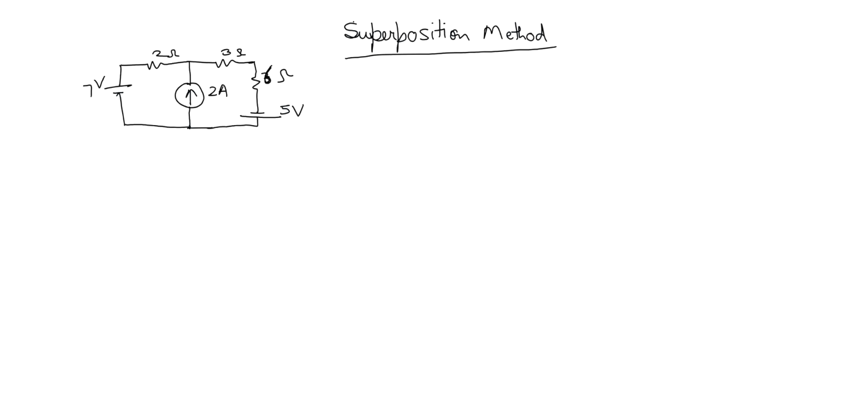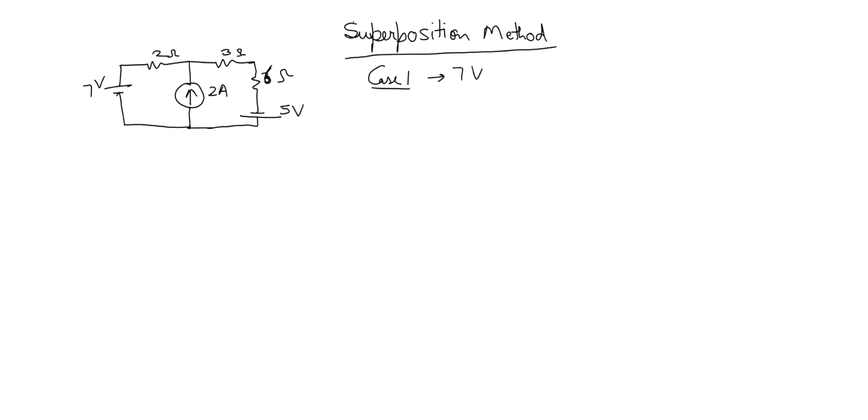Just remember that if you take one power source at a time, then for the other sources, if it is a current source, you will consider it as open. And if it is a voltage source, it will be considered as short. So I'm considering case one, where I'm taking the 7-volt source.